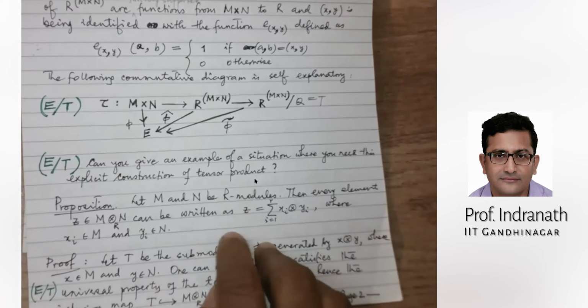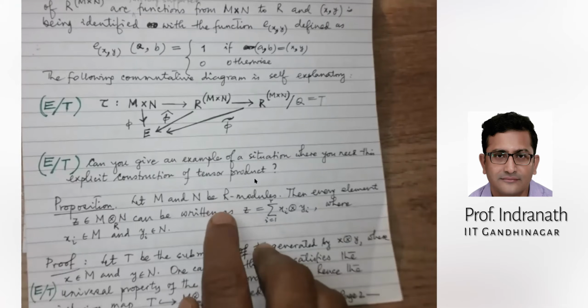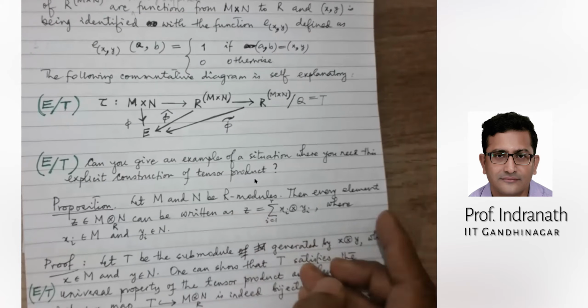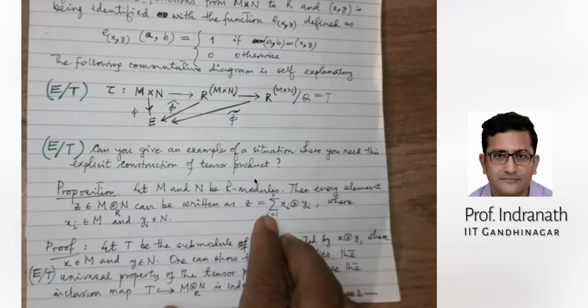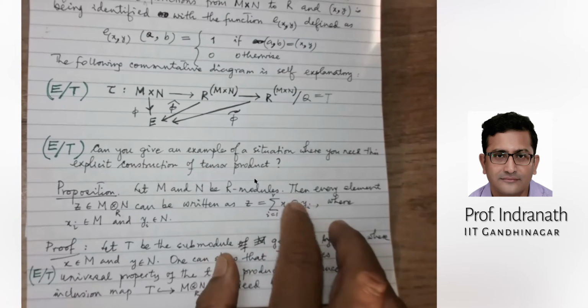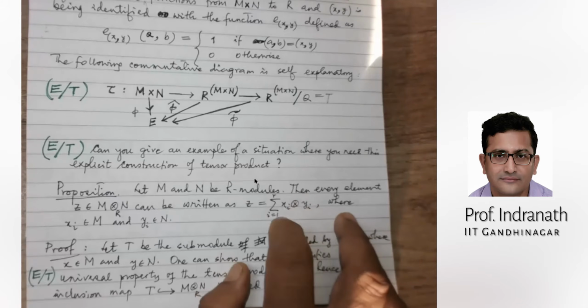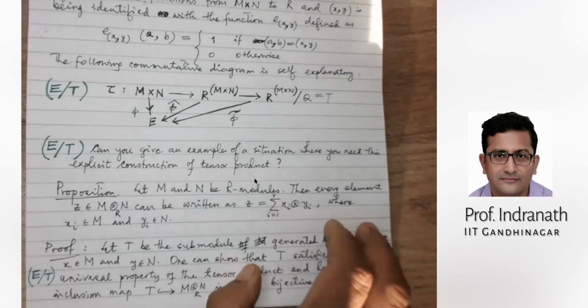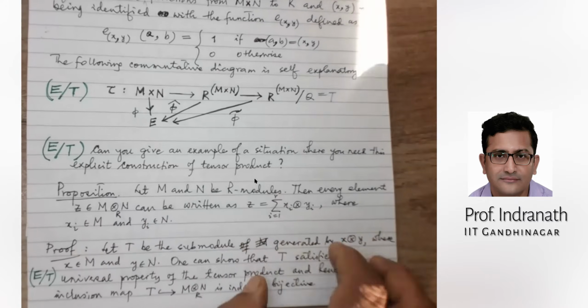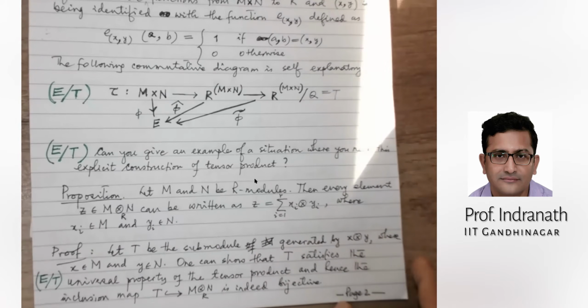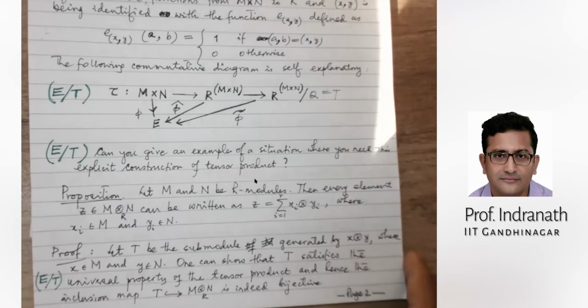Okay. Now, this is a proposition which says if M and N are R modules, then every element can be written as a finite sum of these, sometimes called basic tensors. So this is the sum of x_i tensor y_i for finitely many of them, where x_i is in M and y_i is in N. Now, how do you prove this? So let me quickly run through.